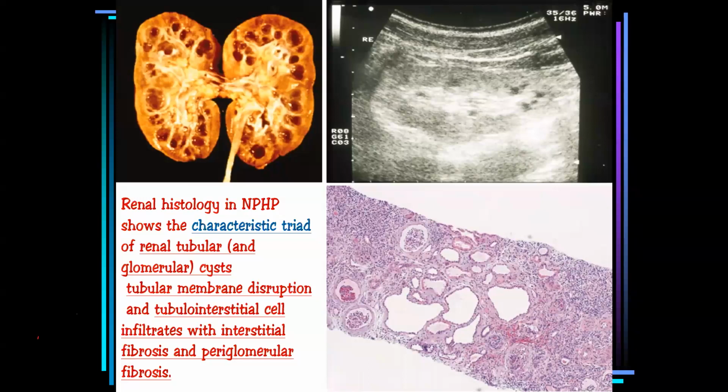The ultrasound of the kidney, you may find that it is echogenic, or if we are lucky, we may find this picture of the ultrasound in which there are a few cysts present at the corticomedullary junction, but don't rely on this picture because in the majority of cases, it is not present.